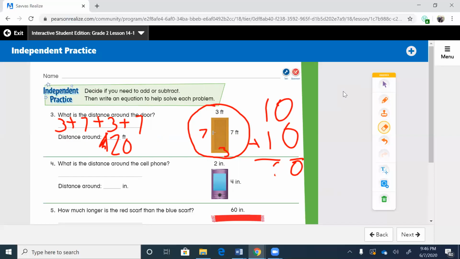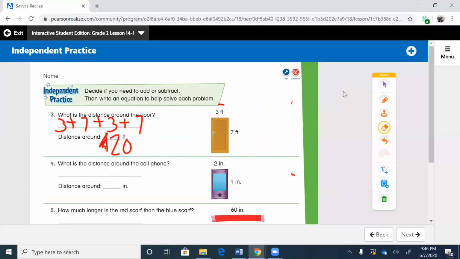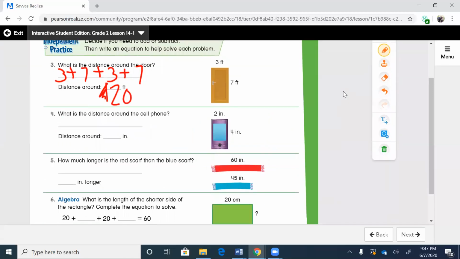Let's just clear a little space. All right. So just remember, on these perimeter problems, you're always going to be given two numbers, and then you just put the same numbers again, and then just add it all up. All right, what is the distance around the cell phone? We have a 2 and a 4. So now we need to put another 2 and another 4. Then write the equation. 2 plus 4 plus 2 plus 4.